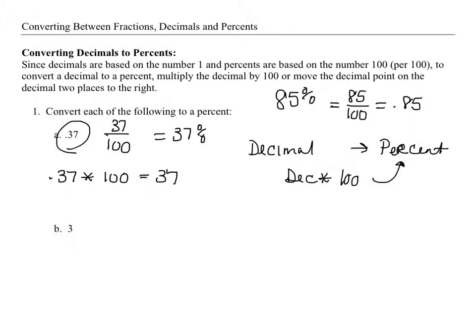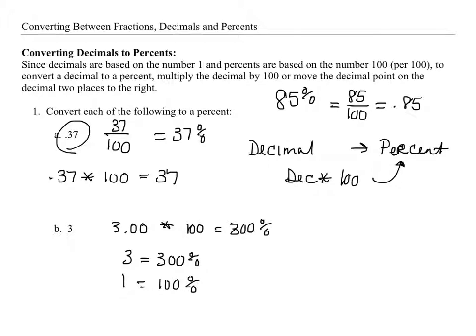Well, what about the number 3? If you think about it, it's like 3.0. It's still in decimal form, but I need to multiply it by 100. So this becomes 300%. So the number 3 is equal to 300%. Well, if you think about it this way, 1 is equal to 100%, isn't it? Right? So 3 is going to have to equal 300% because you're multiplying by 3 in this case.